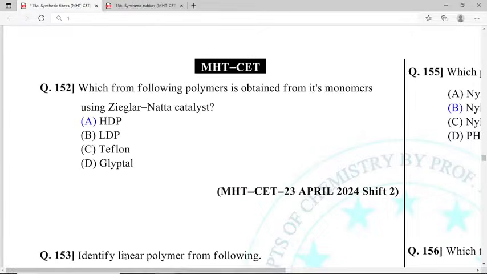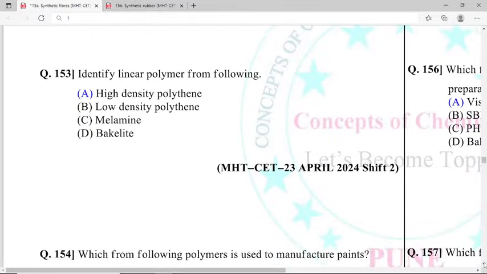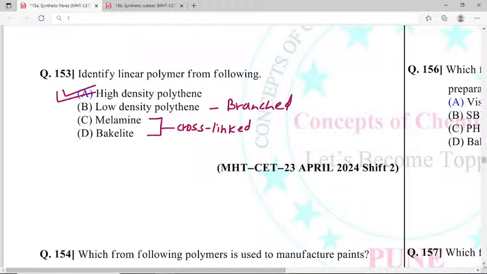In which of the following polymers is Ziegler-Natta catalyst used? High density polythene. Identify the linear polymer. High density is the linear. Low density is the branched. And the remaining two options are cross-linked. So many times this question appears, very important for the 2026 CET exam.